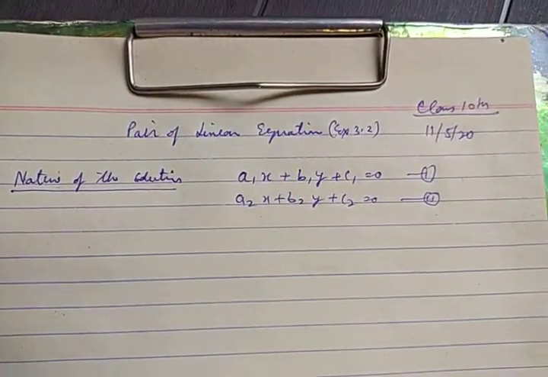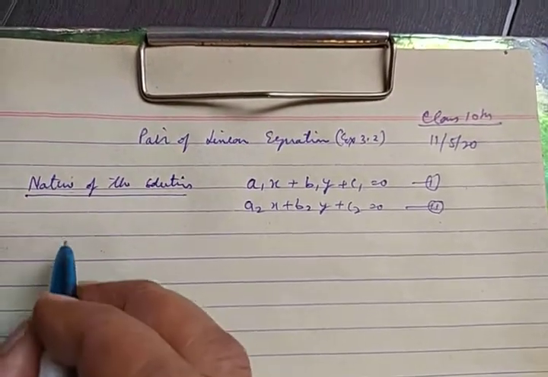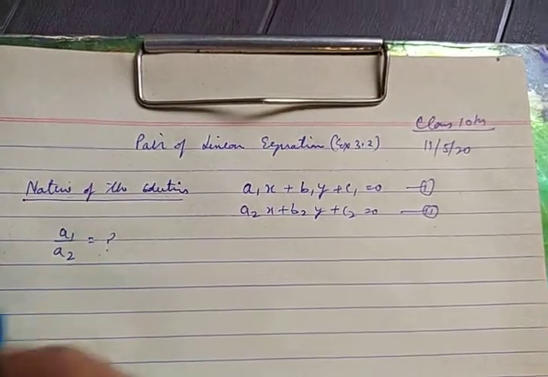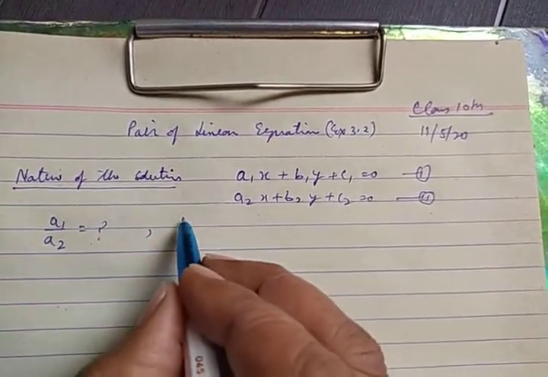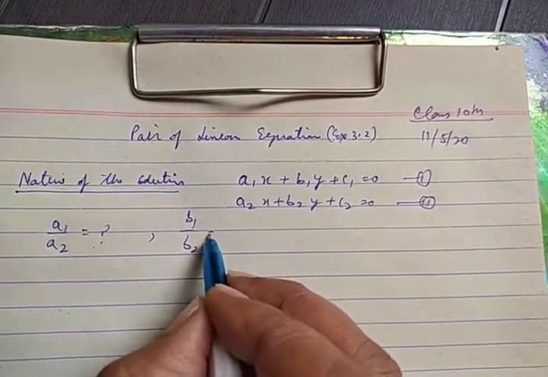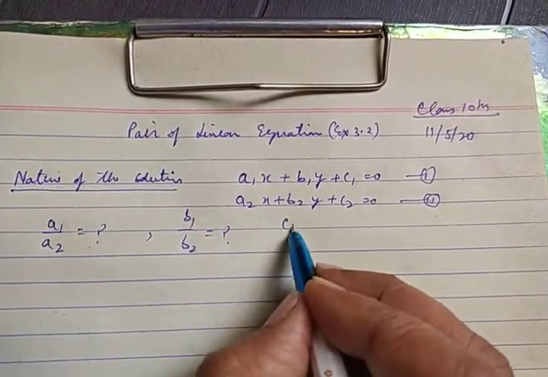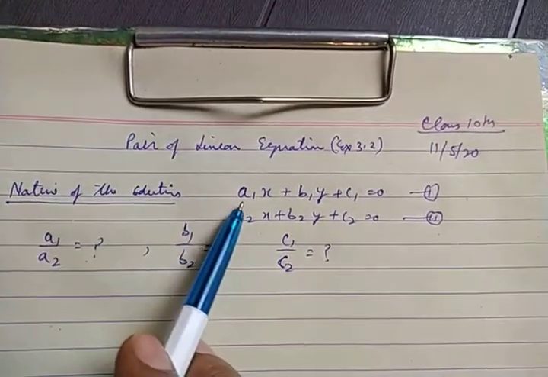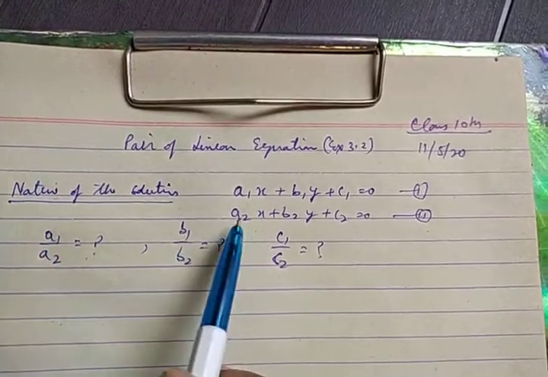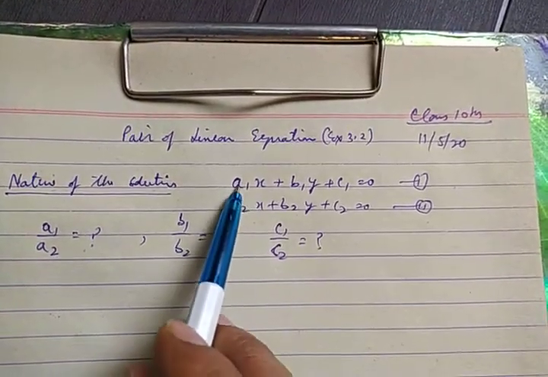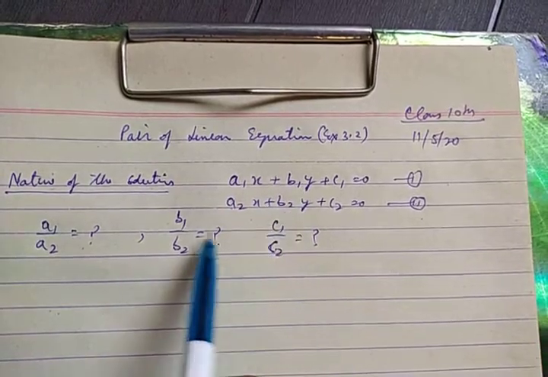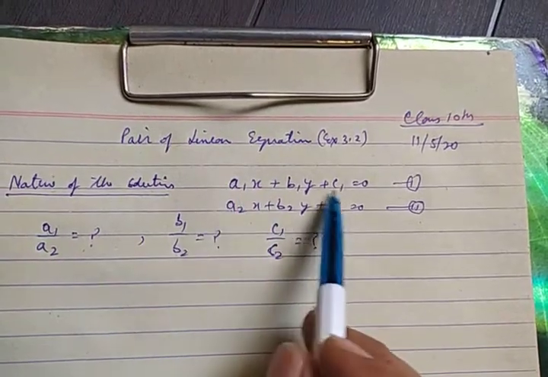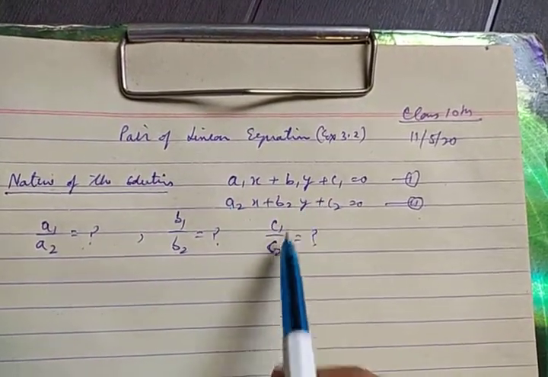Now you have to calculate the quantity a1 upon a2. You will get some value. Then calculate b1 upon b2, and calculate c1 upon c2. a1 upon a2 means the division of the coefficients of x, similarly the coefficients of y, and similarly the constant terms. The equation should be in this format only.